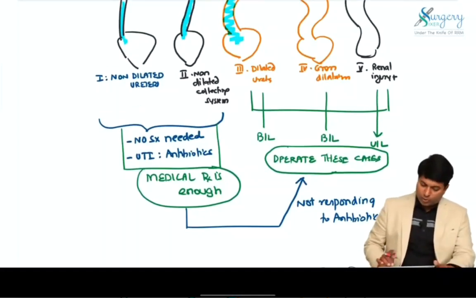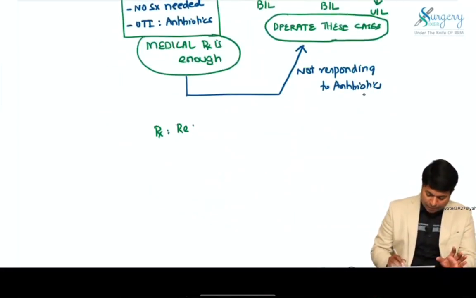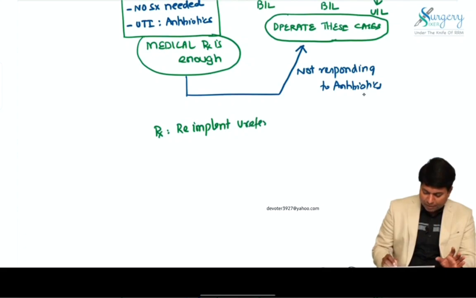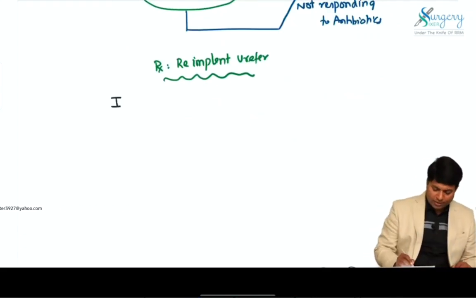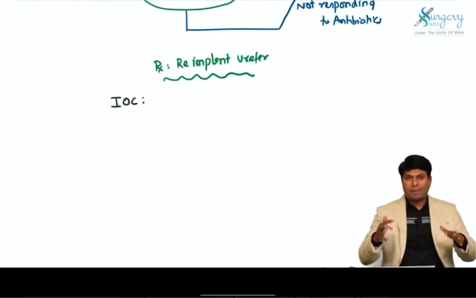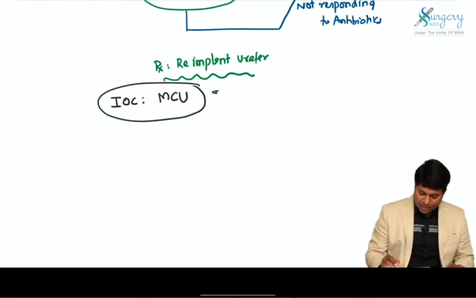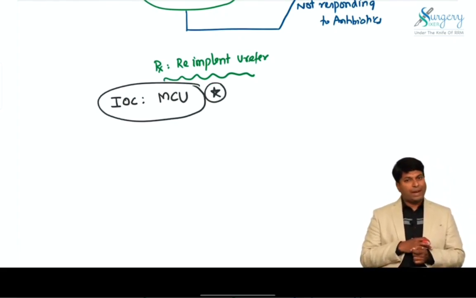When to operate a vesicoureteric reflux? The treatment is very simple: re-implant the ureter. Now I want to tell you the investigation of choice for VUR, which is also very simple. To see whether there is a reflux, we should ask the patient to pass urine. That is micturating cystourethrogram. The investigation of choice to diagnose VUR is micturating cystourethrogram.